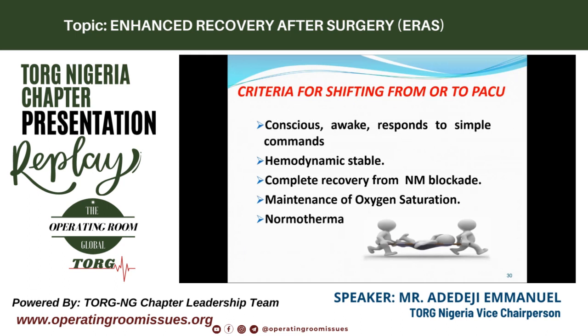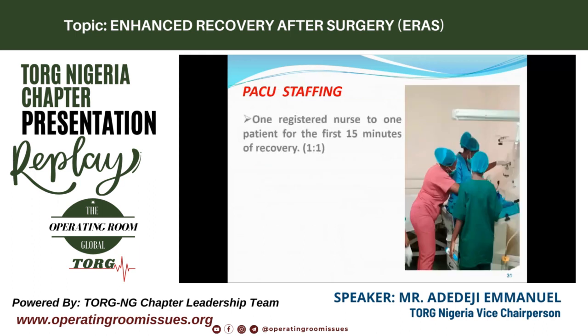And then, of course, before we move the patient from OR to PACU, these are some of the criteria that we look at. The patient must be conscious and awake, respond to stimuli, and be hemodynamically stable. The patient must be recovered from neuromuscular blockade, and maintain oxygen saturation as much as possible. Then, of course, the patient must be normothermic before being moved to the recovery room. Now, this is a typical example of a recovery room.